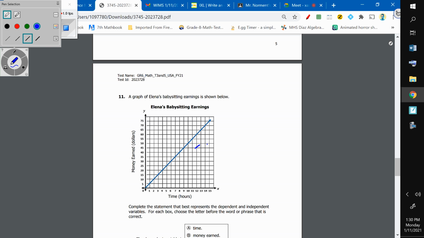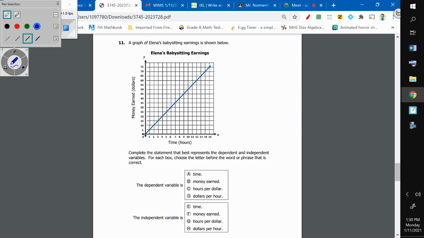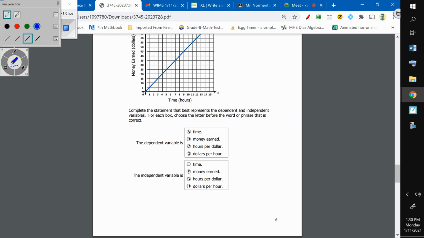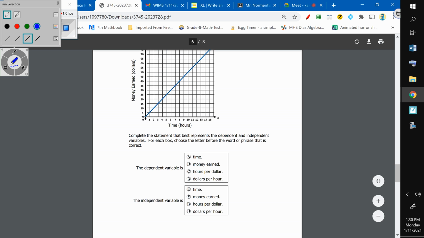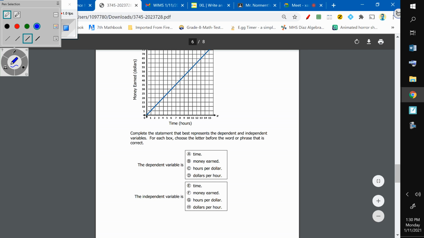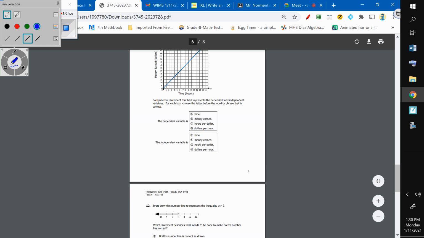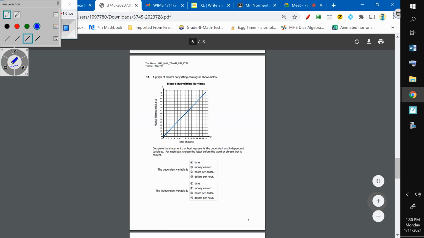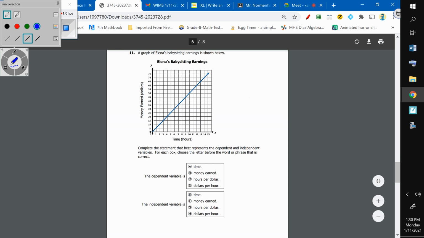Number 11. Look at all this. Oh my gosh. Look at all this information. I have to minimize this. And then I'm going to go one bigger, and that should be enough.